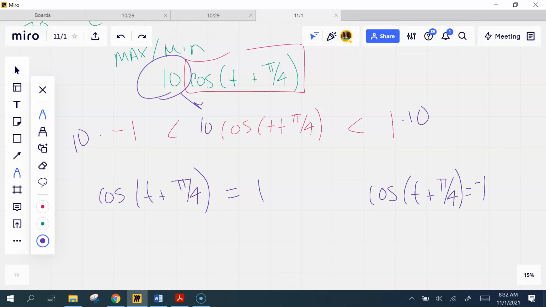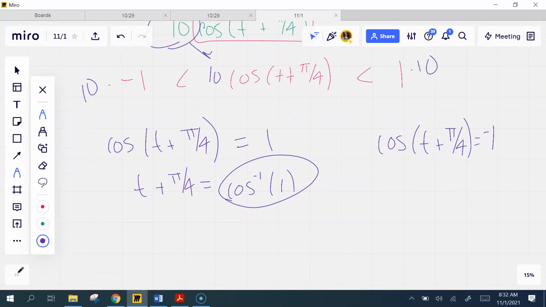I think about it when I'm solving an equation like this. You do the inverse on both sides, right? So you do t plus pi over 4 equals the inverse cosine of 1. In other words, where is cosine 1? Cosine is 1 at 0. To get rid of the trig function, you can inverse both sides because that's going to cancel out there.